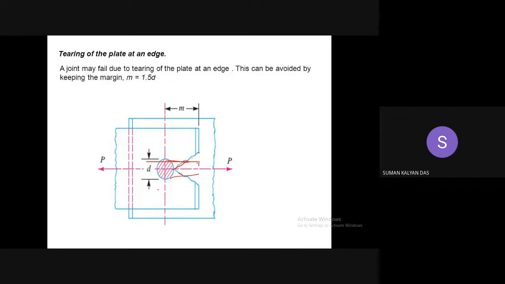So in order to avoid this tearing of the plate at an edge, what I need is this margin. I talked about the margin. The margin is the distance between the edge of the plate to the nearest row of rivets. So the margin should be sufficiently high in order to avoid this failure. Now there is an empirical relationship which provides a safe margin, that is 1.5 times the diameter of the rivet, so 1.5 D. If you maintain this, normally this tearing of the plate at an edge can be avoided.